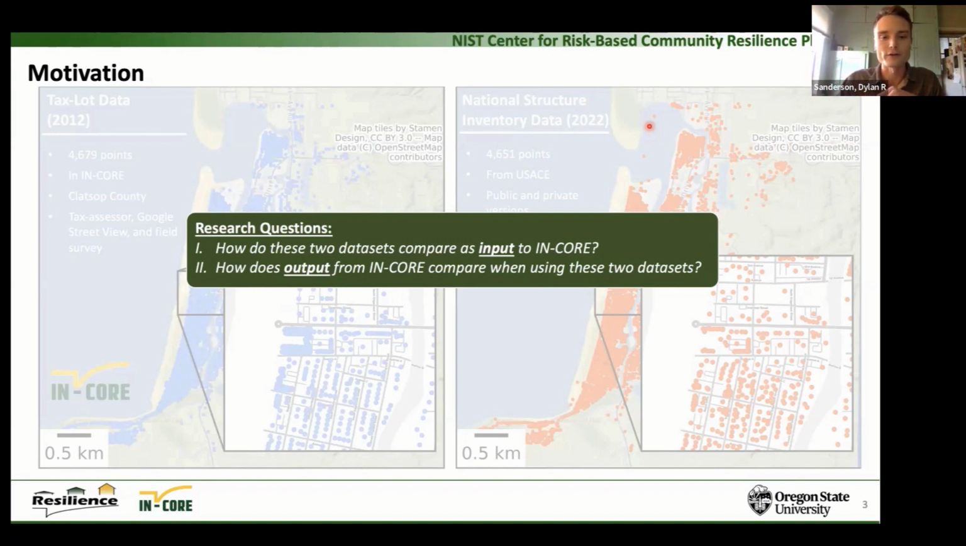And then the second question here is, what if we run these two data sets both through NCORE, and how does the output compare? So after we run NCORE on the tax lot data, how does it look compared to running NCORE on the NSI data?